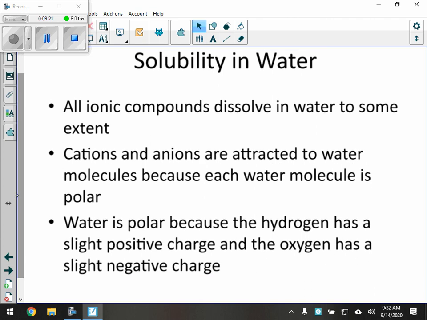Now, the solubility in water, so we're on to this part here. It says here, all ionic compounds dissolve in water to some extent. Cations and anions are attracted to water molecules because each water molecule is polar. Water is polar because the hydrogen has a slight positive charge and the oxygen has a slight negative charge.